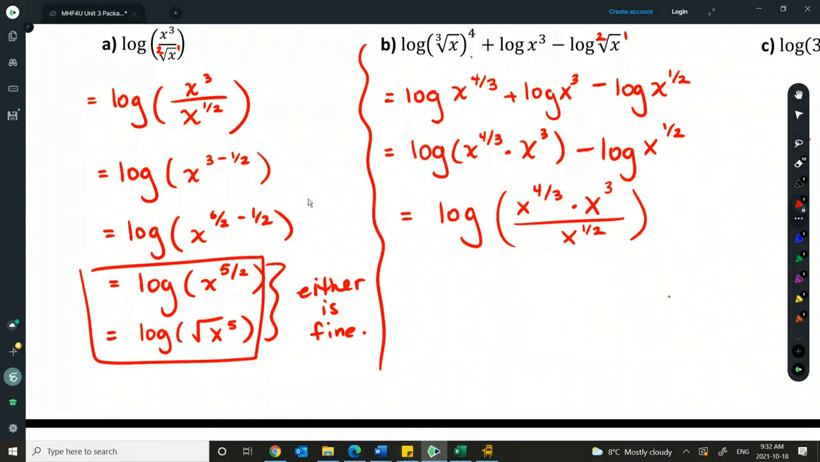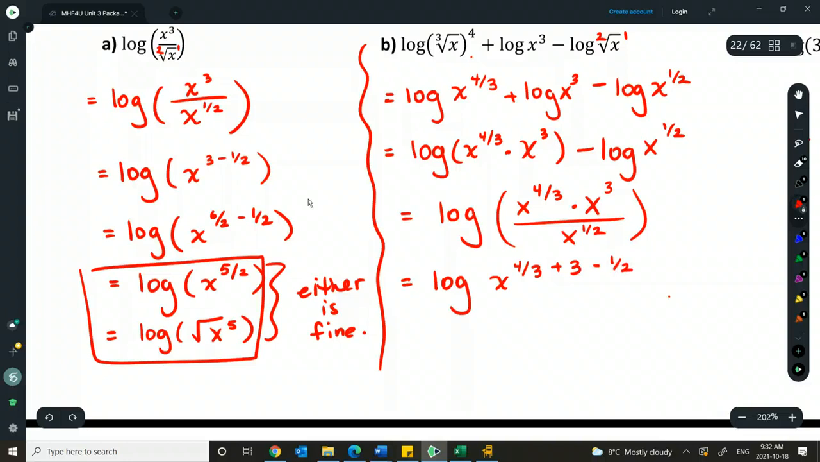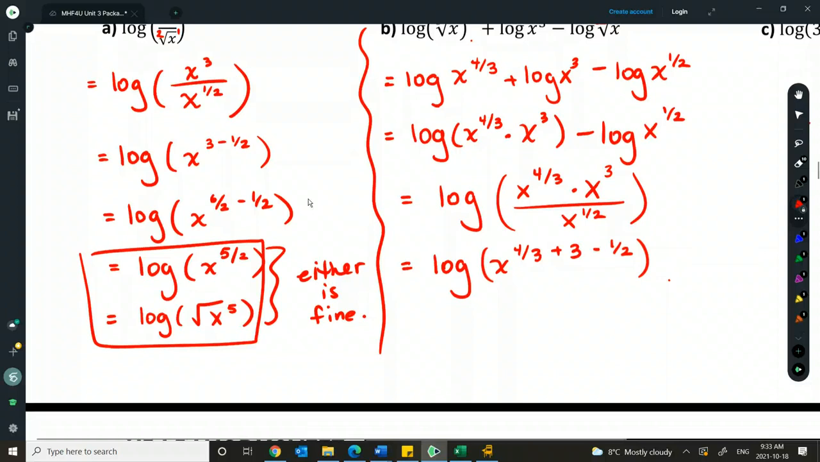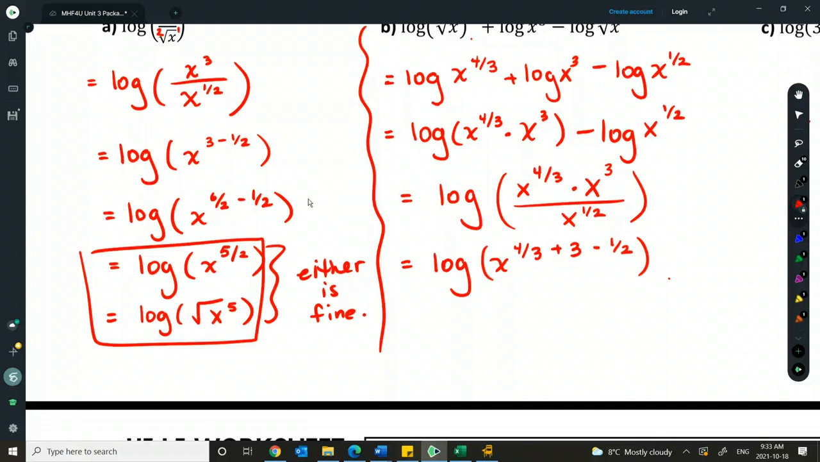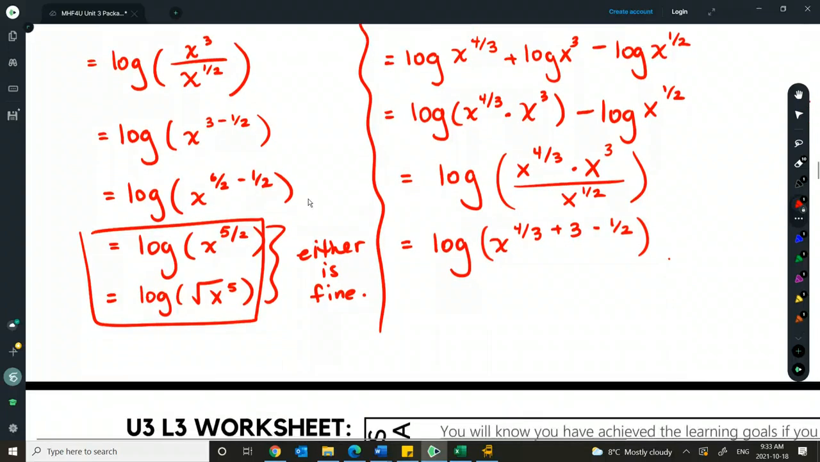All of these bases are the same, x, x, and x. I want all of those to be expressed as a single x. So if I'm multiplying two bases, I keep the base and add the exponents. I'll get x to the 4 over 3 plus 3. And if I'm dividing, I will subtract the exponent, so we'll subtract the half from that. Just our classic grade 9 exponent rules.